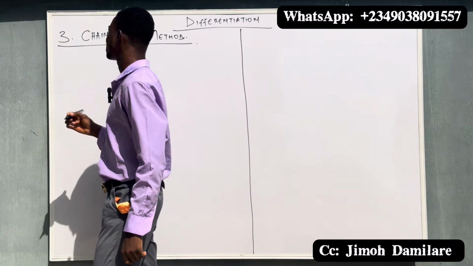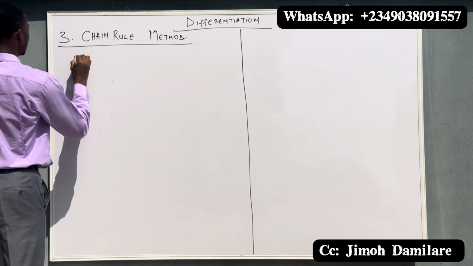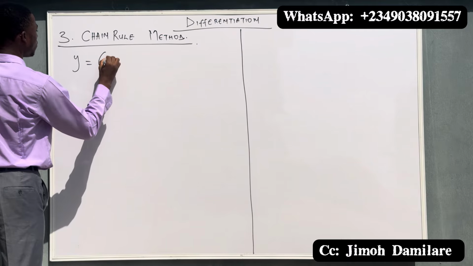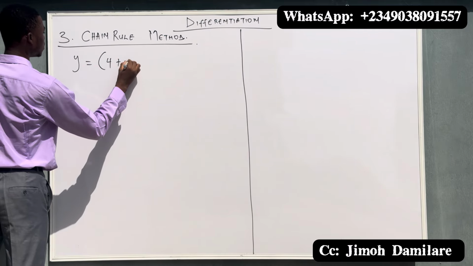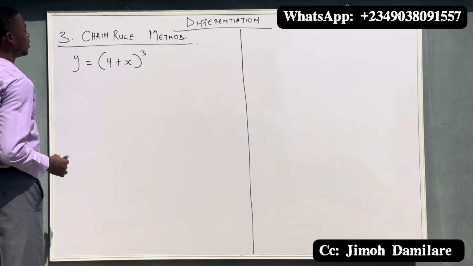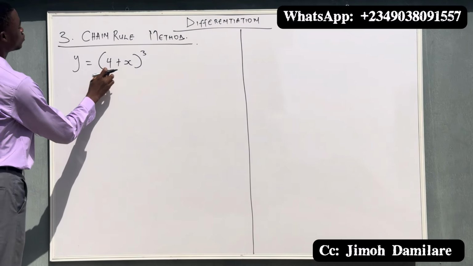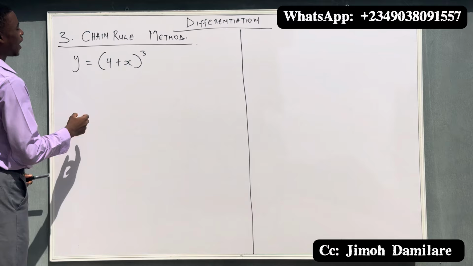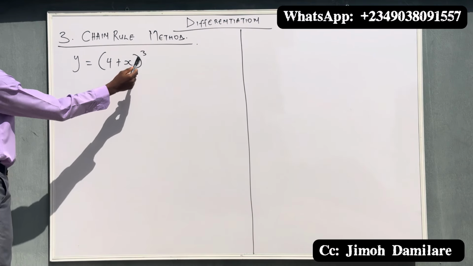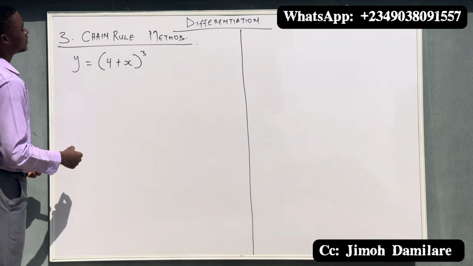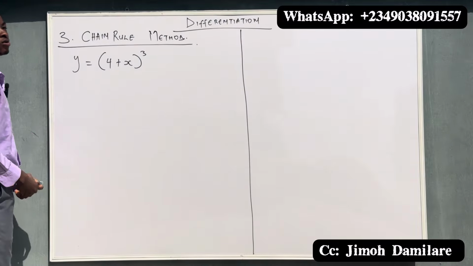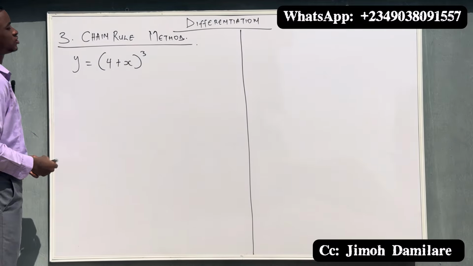So let's say we have, for example, y equal to open bracket 4 plus x raised to power 3. You can see in this case we have two terms, which are 4 and x, adding each other up, and it is being raised to a power. So this is a case whereby we'll use the method of chain rule differentiation.